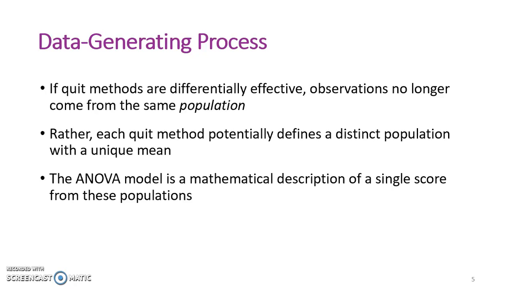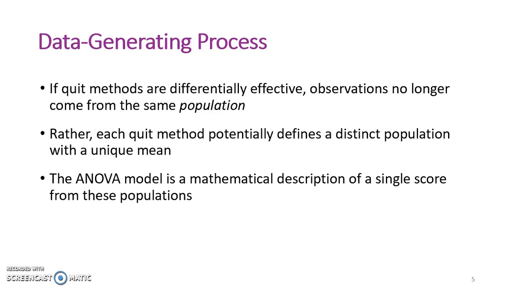If the quit methods are differentially effective, that is to say, if we can influence our outcome by creating these three categories of quit methods to see how they differentially impact participants, then our observations are no longer coming from the same population. This is because we have influenced that outcome by assigning our participants these quit methods. So now each quit method is going to potentially define a distinct population that's going to have a unique mean.